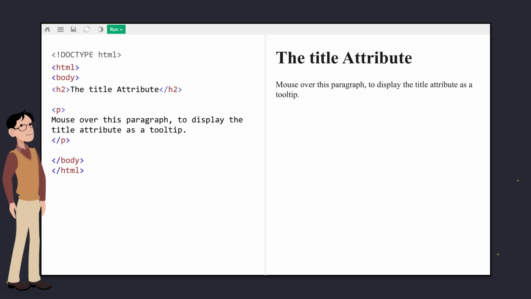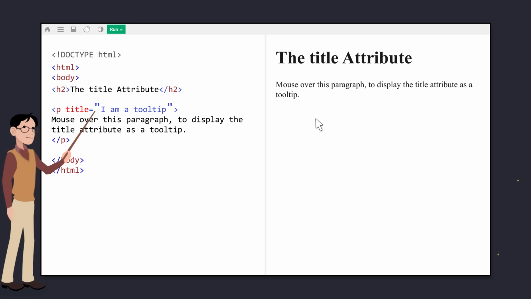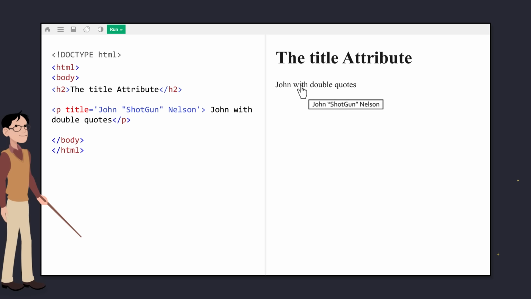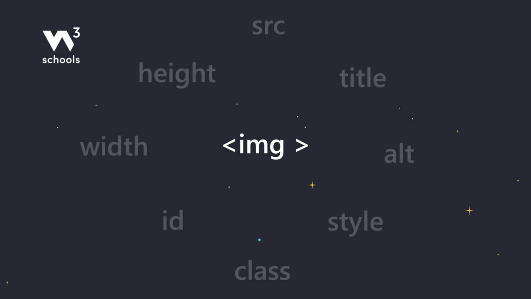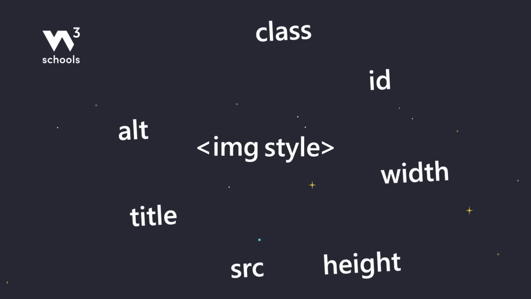The title attribute specifies a title for an element. The value of this title is displayed as a tooltip when you move the mouse over the element. Double quotes around attribute values are the most common, but single quotes can also be used. And sometimes you actually have to use both. For instance, if an attribute value contains double quotes, it is necessary to use single quotes around it, or vice versa. So remember, if you want to change something about an element, you will probably need an attribute.